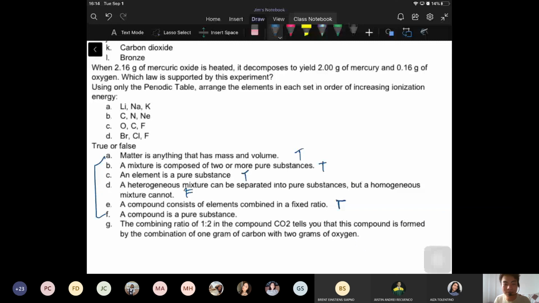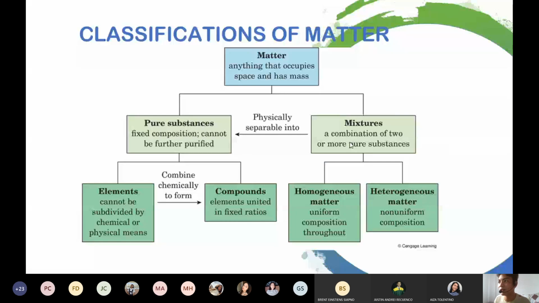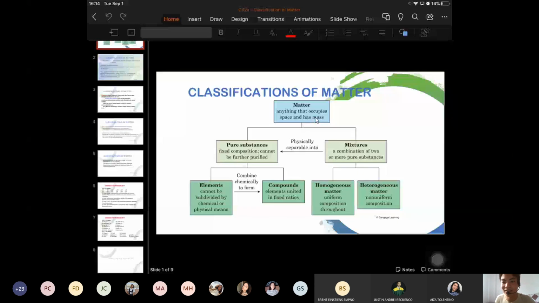So, pure substances, they can be compounds or elements, no? But if you mix elements and compounds, you are creating mixtures. Or if you mix different compounds, you are creating mixtures. Or different elements, you are creating mixtures, no? So, again, I think that's all for our discussion. First time natin makaabot ng ilang oras sa ating class discussion. But anyway, thank you for your participation.